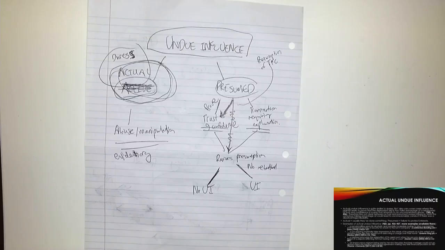There's no sub-elements, it's just the facts. And then the presumption is to say, well, there was a relationship of trust and confidence, there was a transaction that called for an explanation, and that presumption cannot be rebutted. So really, it's a strategic point that you would plead both where you can, and say that even if there wasn't actual undue influence, there was a presumption there that can't be rebutted.